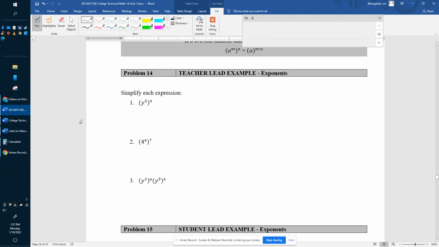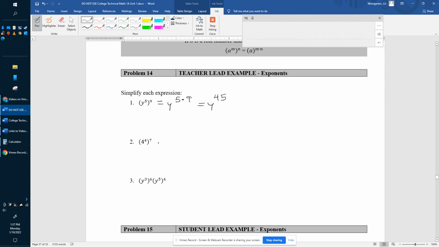Let's look at a few examples. So we have y to the 5th to the 9th. That would be writing out an awful lot of y's, so let's use our new property to figure this out instead. So y to the 5 times 9 equals y to the 45th. That's huge, assuming y is a big number.